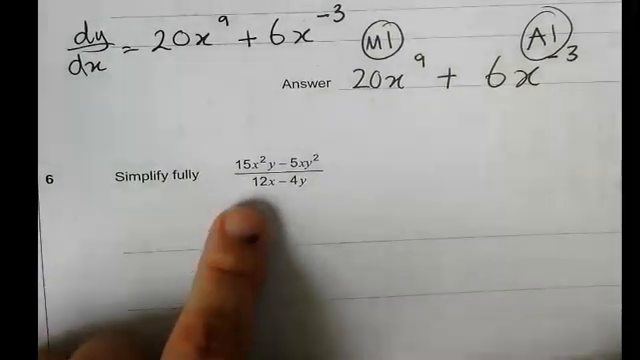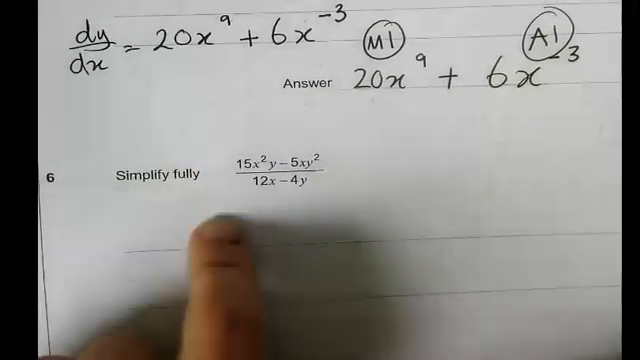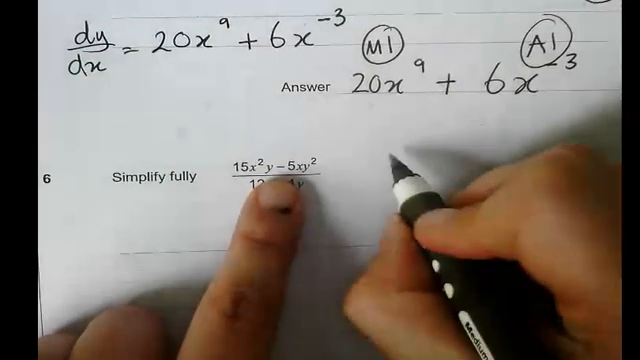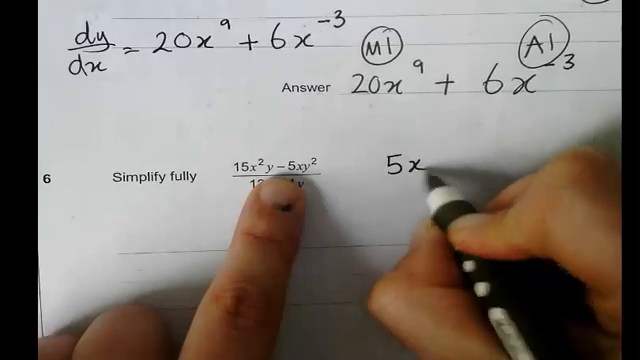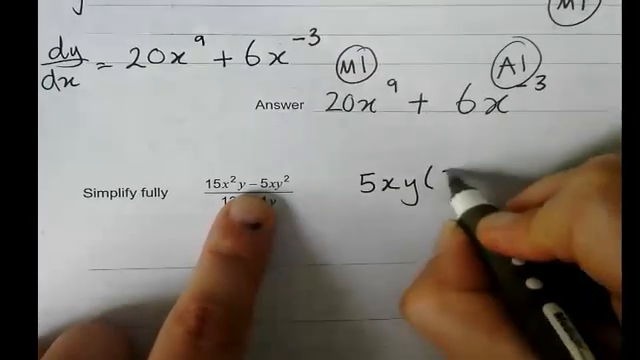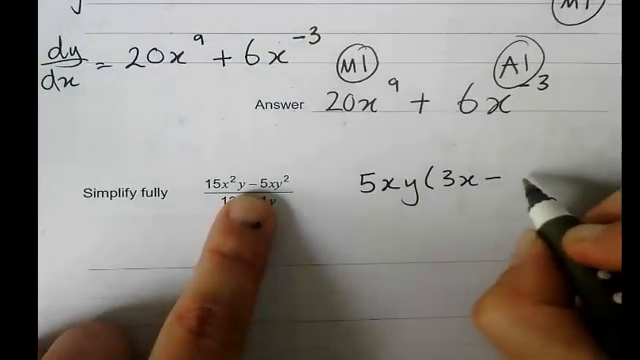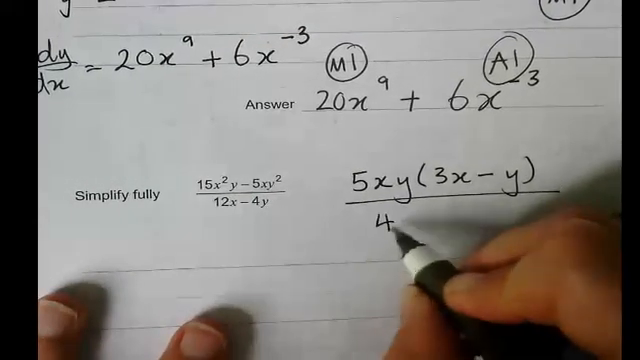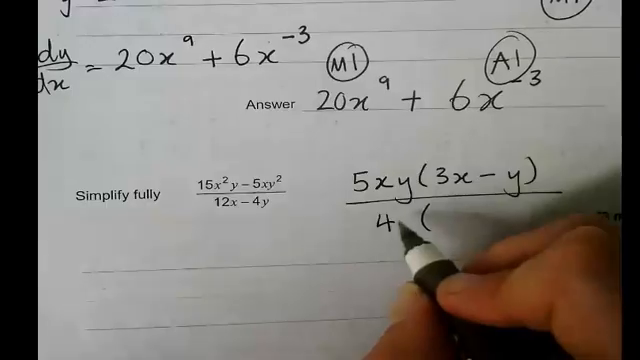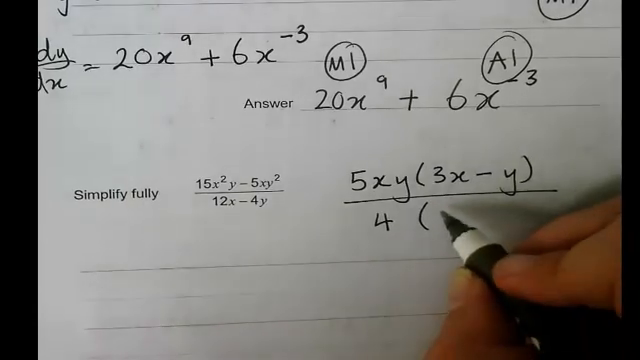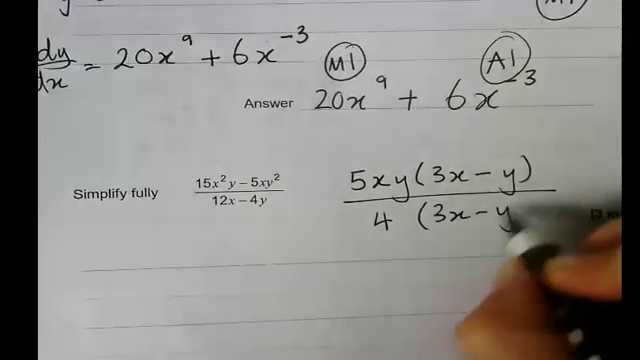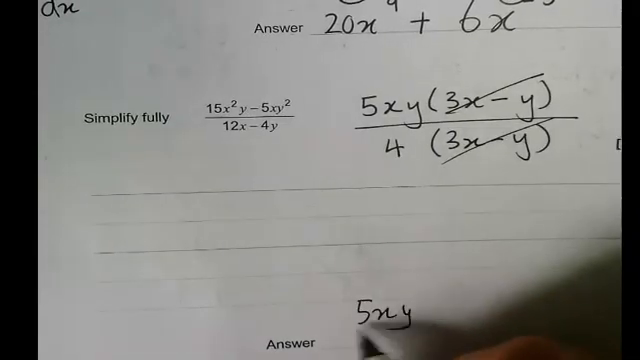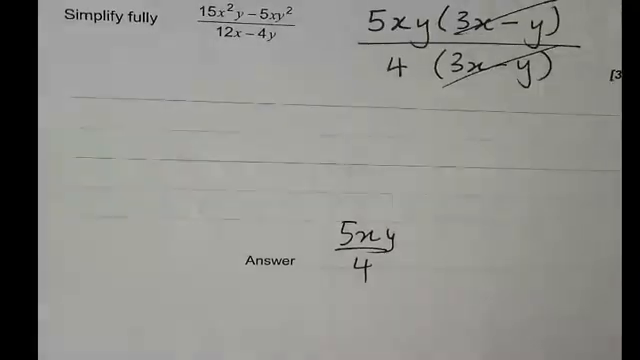Question 6, simplify fully. I can see I've got an algebraic fraction, so my first step is to see if I can factorize. The numerator I can see I can factorize a 5xy, and that will leave me with 3x subtract y. And the denominator I can see I can factorize a 4, and that will leave me with 3x subtract y. And then my 3x subtract y's can cancel. So I'm left with 5xy over 4.